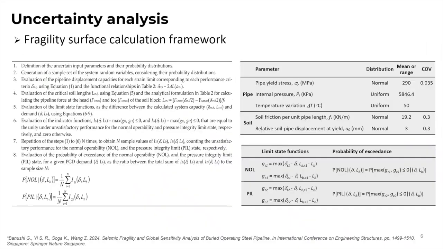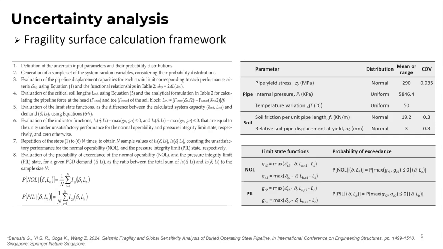To quantify the effect of system uncertainties on the pipeline performance, we have implemented a robust fragility analysis framework based on Monte Carlo simulation, considering the probabilistic characteristics of the input parameters. The limit state functions for normal operability and pressure integrity in tension and compression are expressed in terms of the system demand and capacity corresponding to each performance criteria.